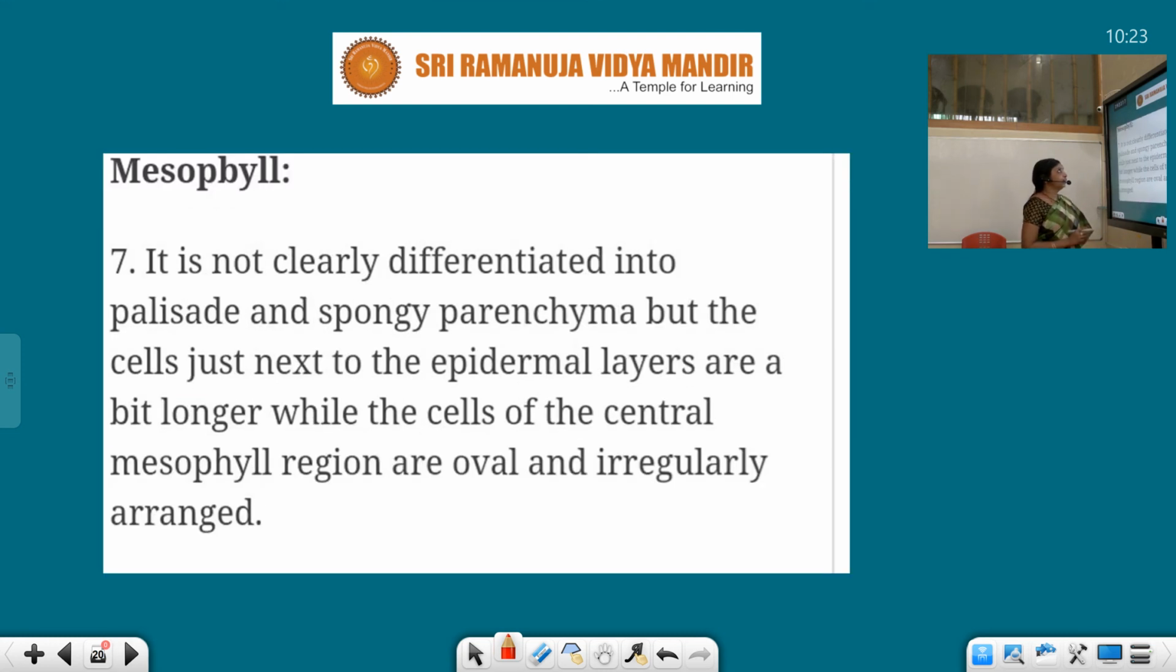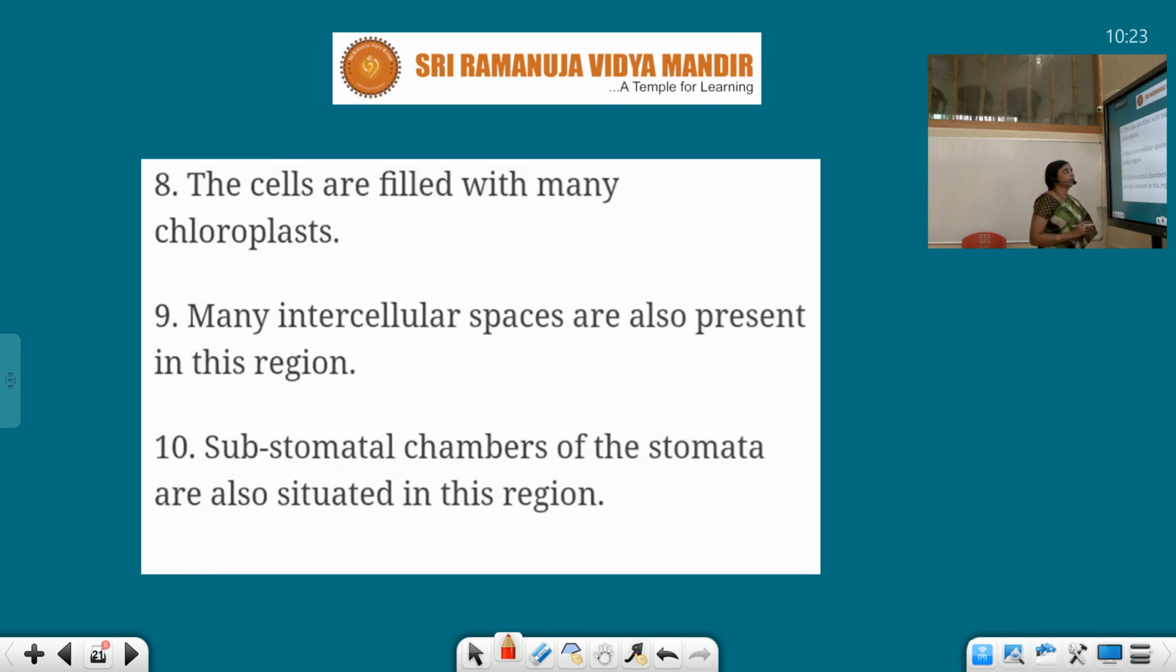And the mesophyll, if we observe, is not clearly differentiated into palisade and spongy parenchyma. But the cells just next to the epidermal layers are a bit longer, while the cells of central mesophyll region are oval and irregularly arranged. So there is no palisade and spongy. The cells are bigger in size towards epidermis, and in the center smaller cells are present in the mesophyll. The cells are filled with many chloroplasts.